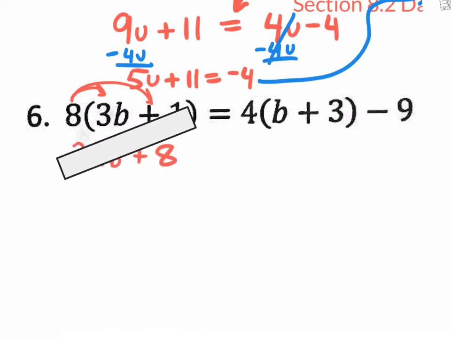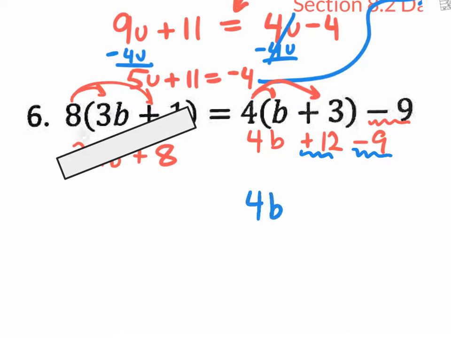Let me simplify the right side now. 4 times b, that's 4b. 4 times 3, that's +12. And then I'm going to bring down this -9. I'm just going to rewrite it down here. So I do have 3 terms. Out of these 3 terms, I could combine the numbers with the numbers. If I had other b values, I could combine the b's with the b's. But in this case, I'm just going to combine the +12 - 9. In our head, 12 take away 9, that is 3. So on the right side, I have 4b plus 3. We said 12 take away 9 is +3.